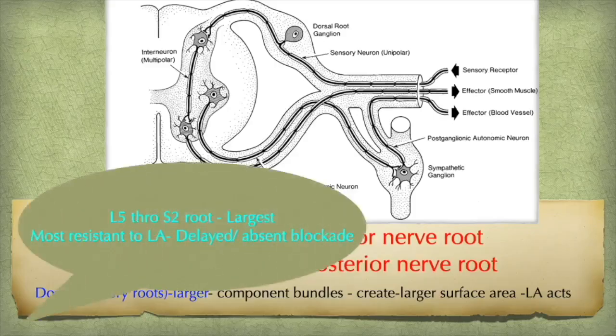You have to remember that L5 through S2 roots are the largest and the thickest of all the spinal nerves. They are more resistant to local anesthetics, leading to delayed action in spinal and sometimes absent blockade in epidurals.